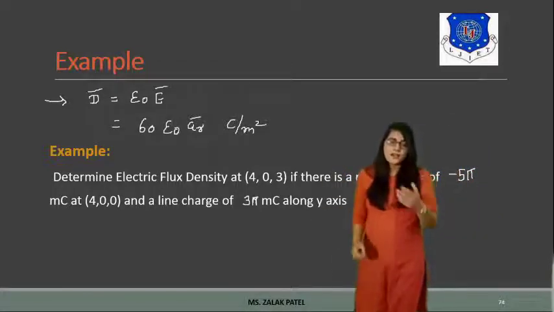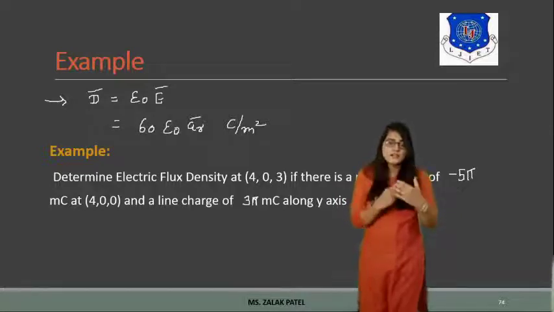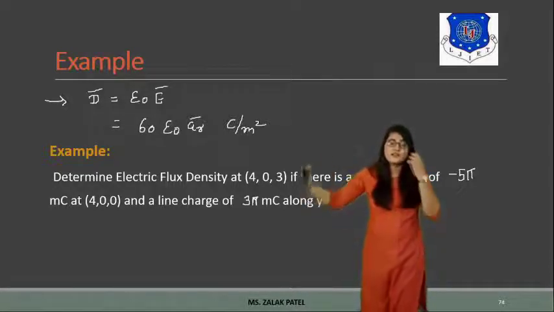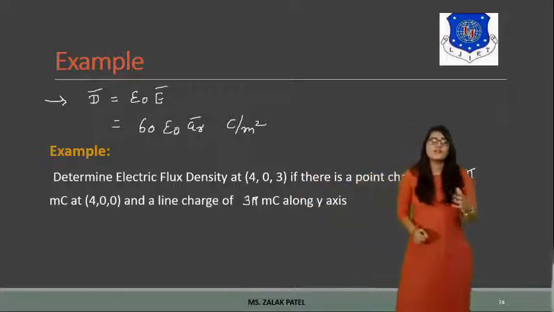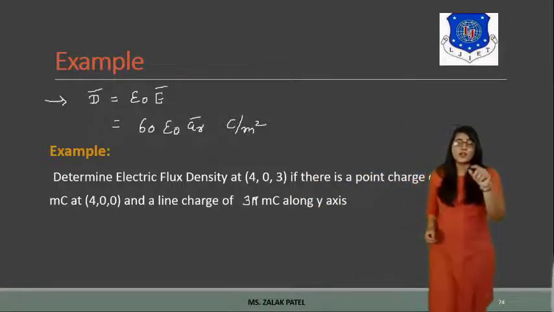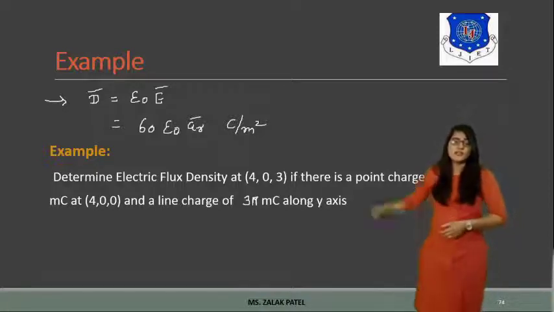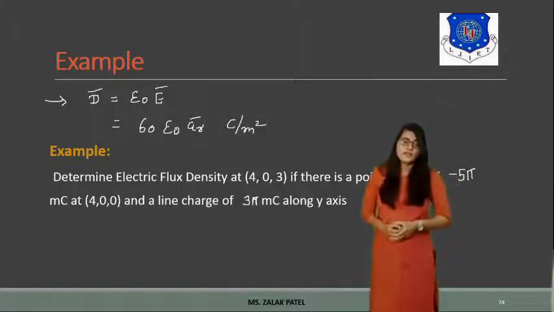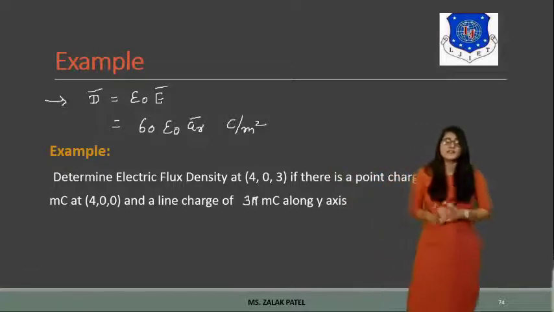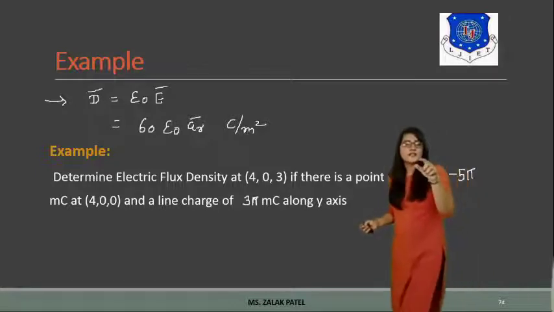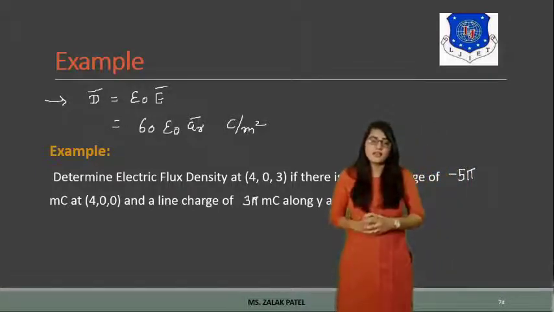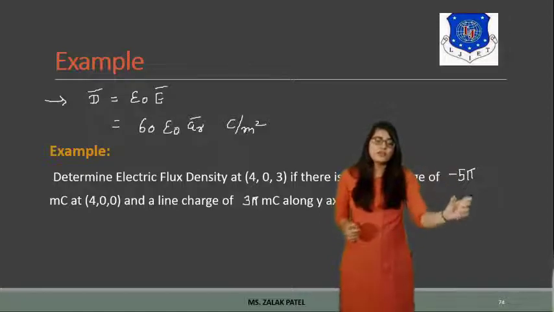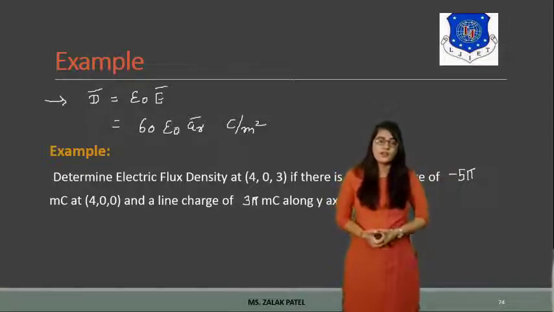So here r can be the point where we want the flux density minus the point where the charge is present. The desired point given in our problem statement is (4,0,3), and the −5π millicoulomb charge is present at (4,0,0), which is the point where the charge is given. So what do we have to subtract? (4,0,3) minus (4,0,0). Okay, got it?